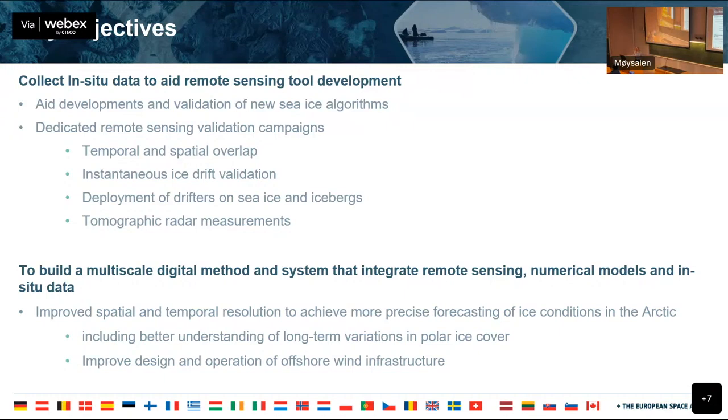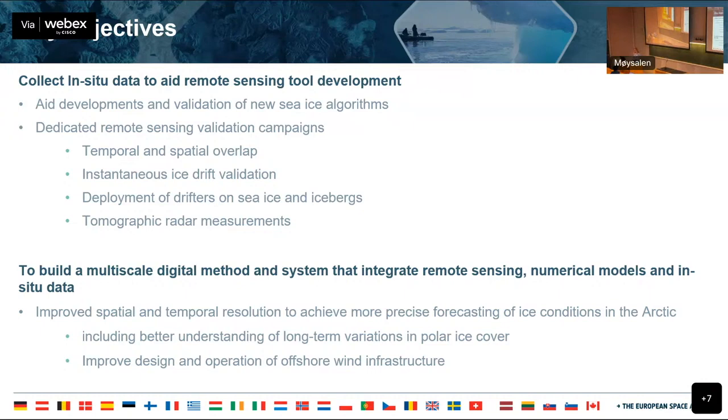For this contribution, we also had some instantaneous sea ice drift validation. This connects to the Harmony mission. There was also deployment of drifters. I mean, drifters have been deployed for a long time. But yeah, the deployment of drifters on sea ice and icebergs. And in the contribution work here, we also had tomographic radar measurements.